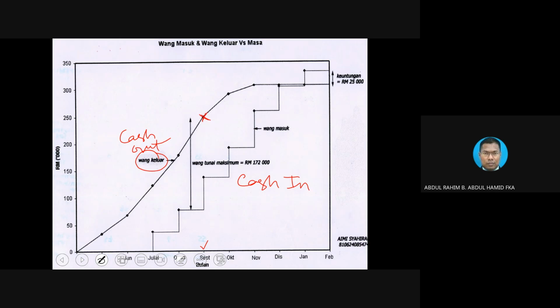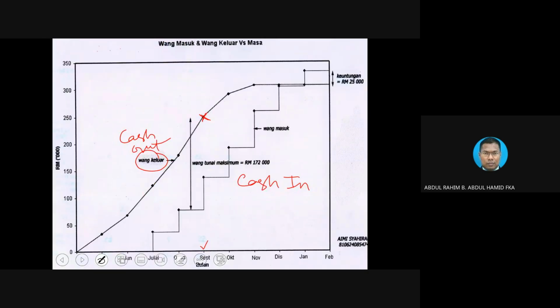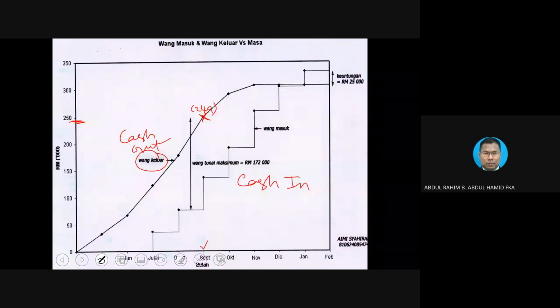What is this point all about? Okay, let's take a look at September, 249. You see, this is 249 at this point, and then we are going to take the cash in on the previous month, happening in August. This is August. August is basically 77 here. This is 77. You see, I do not basically deduct with the same month.